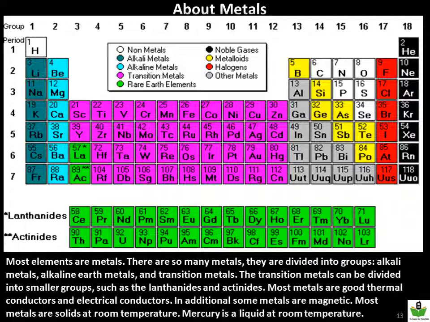Most metals are good thermal conductors and electrical conductors. In addition, some metals are magnetic. Most metals are solids at room temperature. Mercury is a liquid at room temperature.